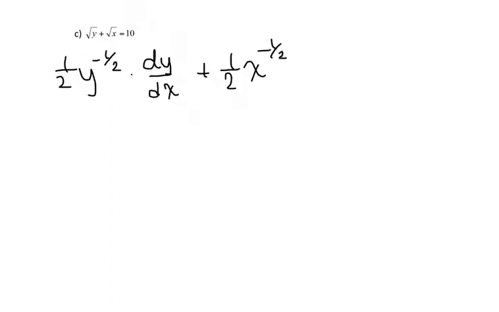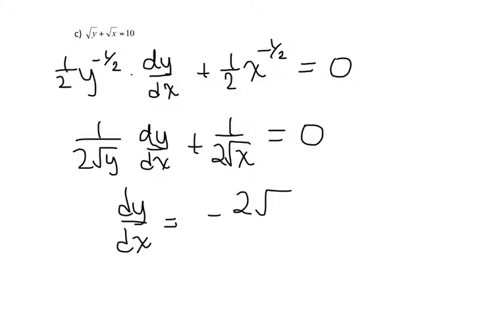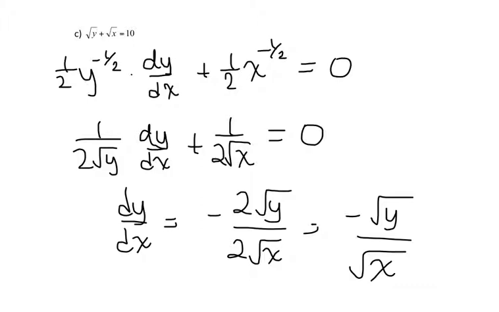Okay. This one's chain rule. So half y to the negative half times the derivative of y plus half x to the negative half equals 0. 1 over 2 root y dy/dx plus 1 over 2 root x equals 0. dy/dx is negative 2 root y over 2 root x, which is of course just negative root y over root x.